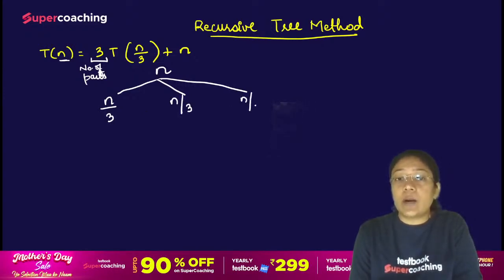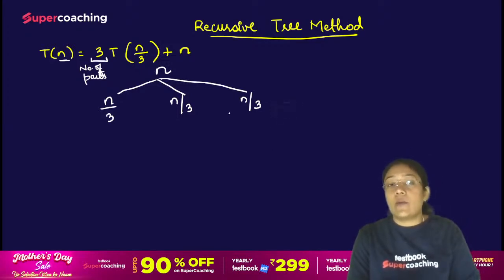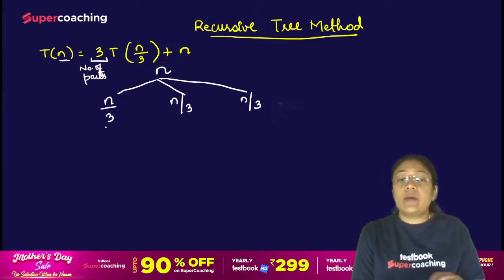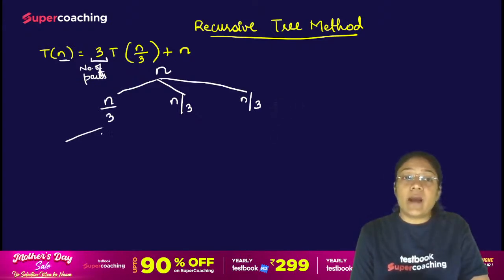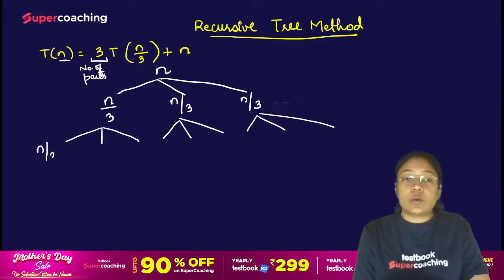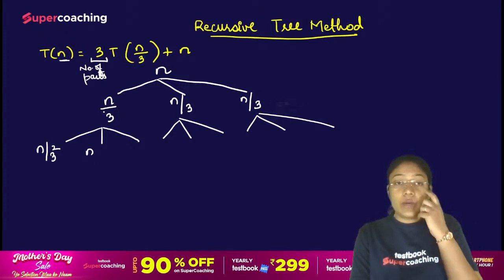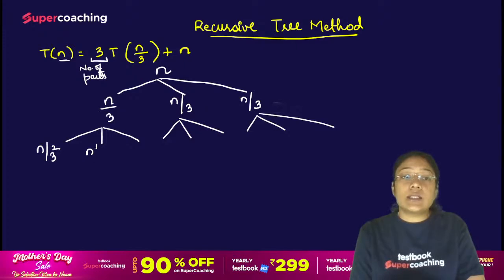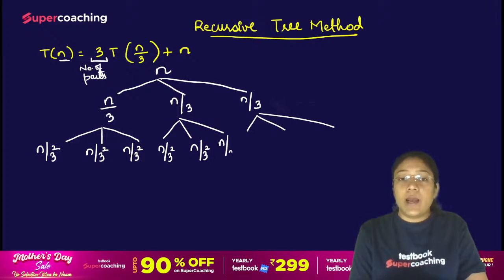Here also in the third part also we'll be having n by 3 elements, right? Again, each problem will be divided into 3 parts until and unless it is reduced to a small problem. So this is n by 3 square. This is n by 3 because already total elements are n by 3 and further we are dividing it into 3 parts. So this is n by 3 square, n by 3 square, n by 3 square, n by 3 square.